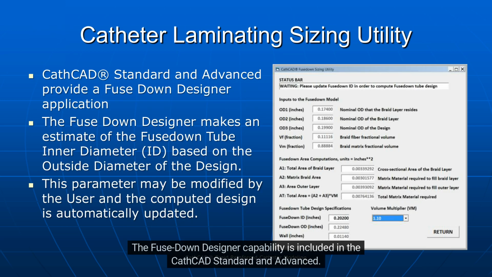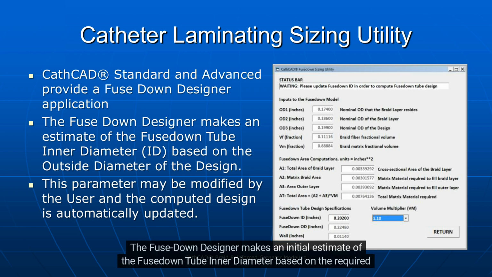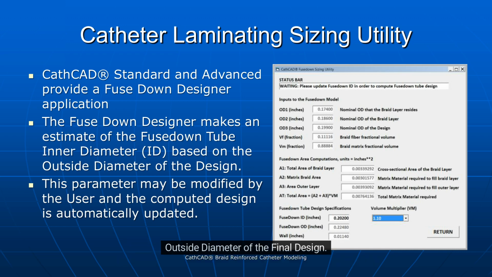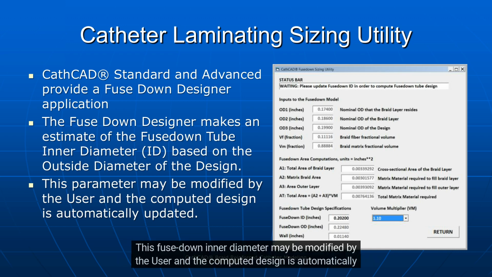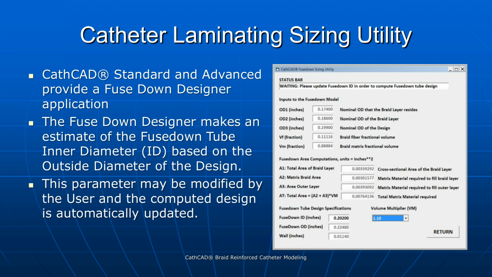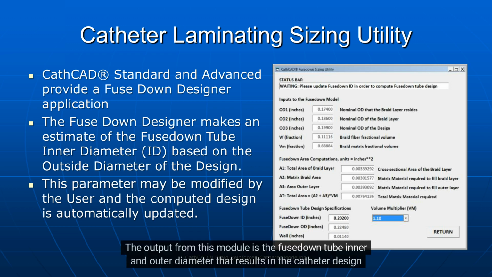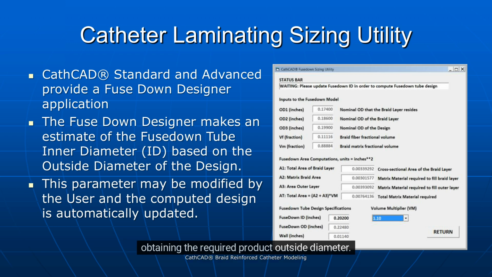The fuse-down designer capability is included in the CathCAD Standard and Advanced. The fuse-down designer makes an initial estimate of the fuse-down tube inner diameter based on the required outside diameter of the final design. This fuse-down inner diameter may be modified by the user, and the computed design is automatically updated. The output from this module is the fuse-down tube inner and outer diameter that results in the catheter design obtaining the required product outside diameter.